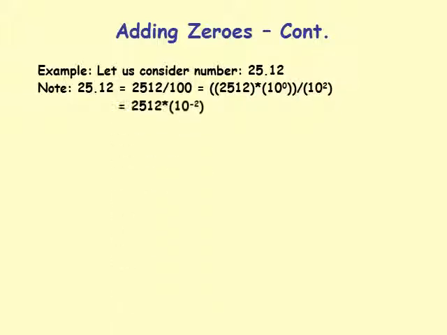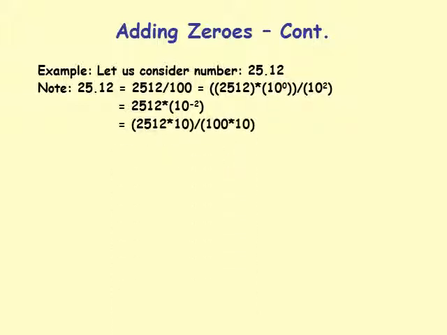Let's continue here. So that's like 2512 times 10 to the power minus 2. We subtracted the flag values, 0 minus 2. Okay? 2512 divided by 1, the denominator had a 1, so we divided the coefficients of the numerator by that of the denominator and subtracted the flag value of the denominator from the flag value of the numerator.